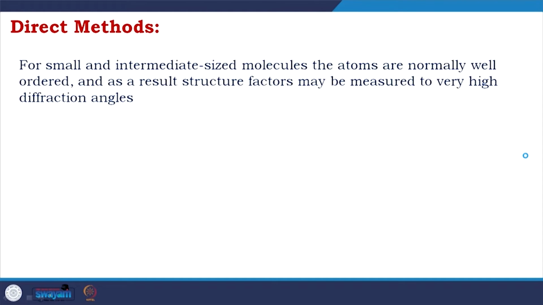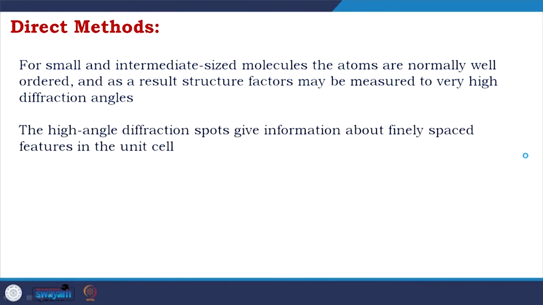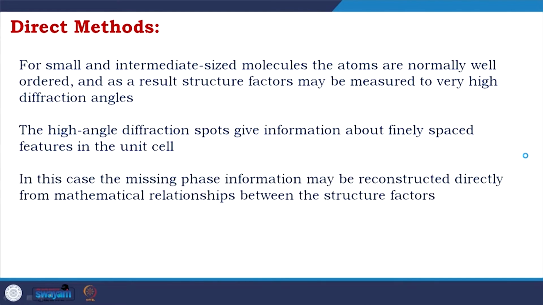Talking about the direct methods to solve the phase problem: for small and intermediate sized molecules, the atoms are normally well ordered, and as a result structure factors may be measured to very high diffraction angles. The high angle diffraction spots give information about finely spaced features in the unit cell. In this case, the missing phase information may be reconstructed directly from mathematical relationships between the structure factors.